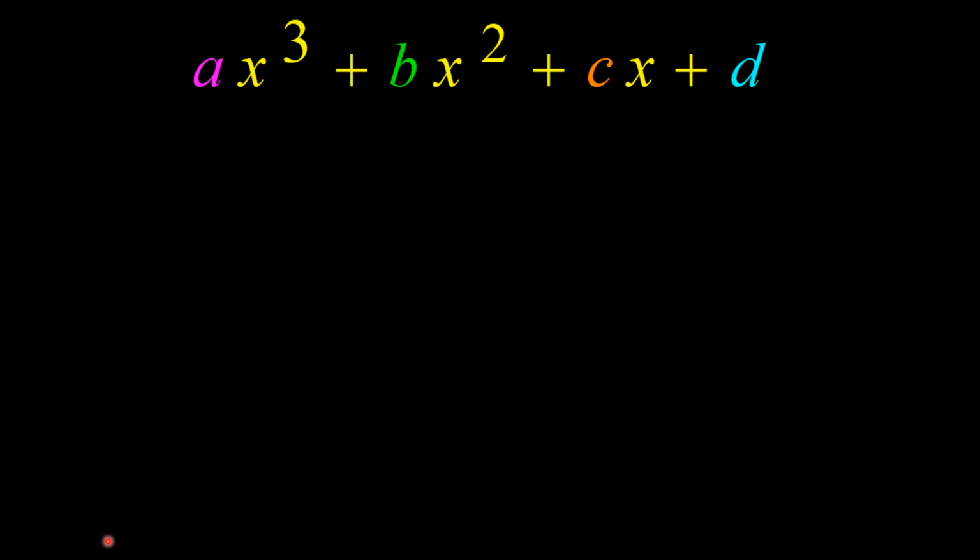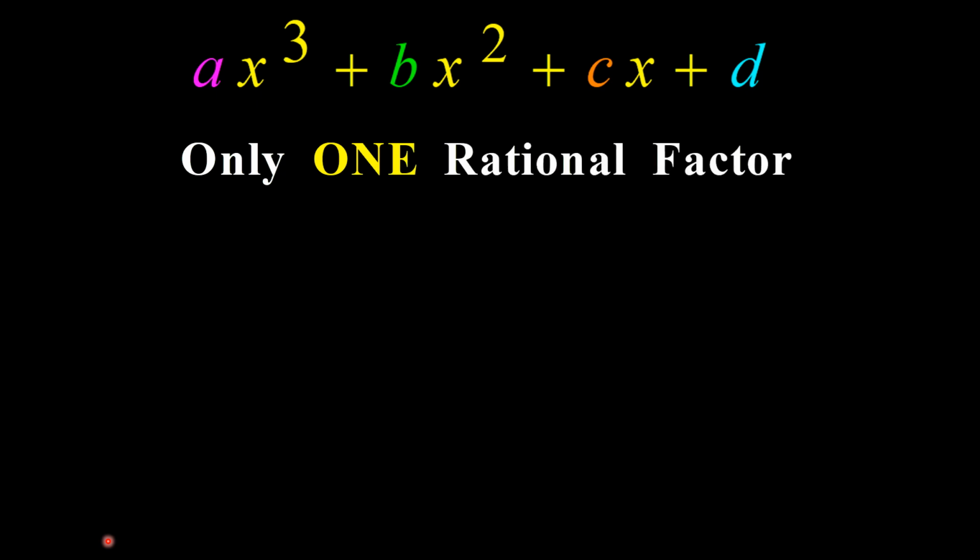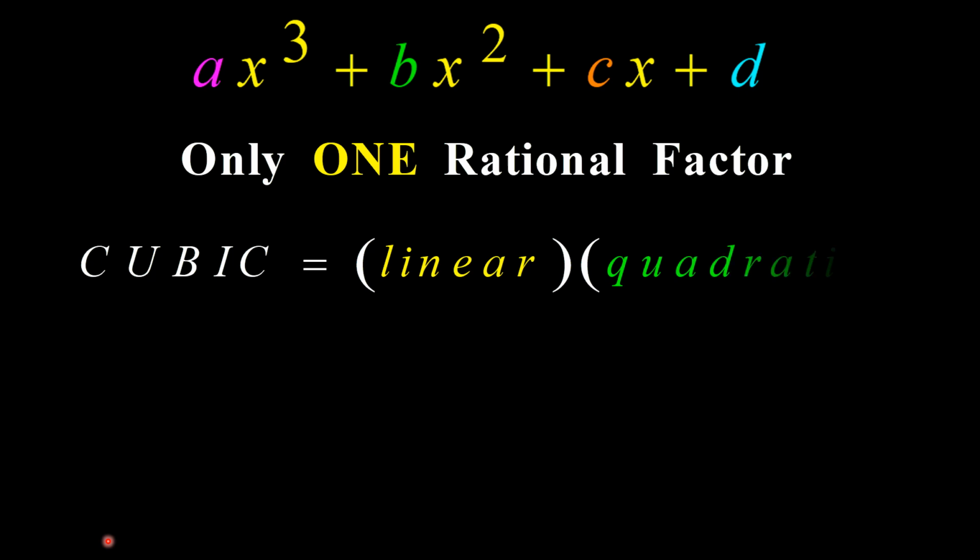If we have a cubic expression ax cubed plus bx squared plus cx plus d, and only one rational factor is available, or one rational factor is possible for this, then it can be expressed as a linear times a quadratic. Because a linear is first degree, and a quadratic is second degree, and a first degree times a second degree gives you a cubic, right?